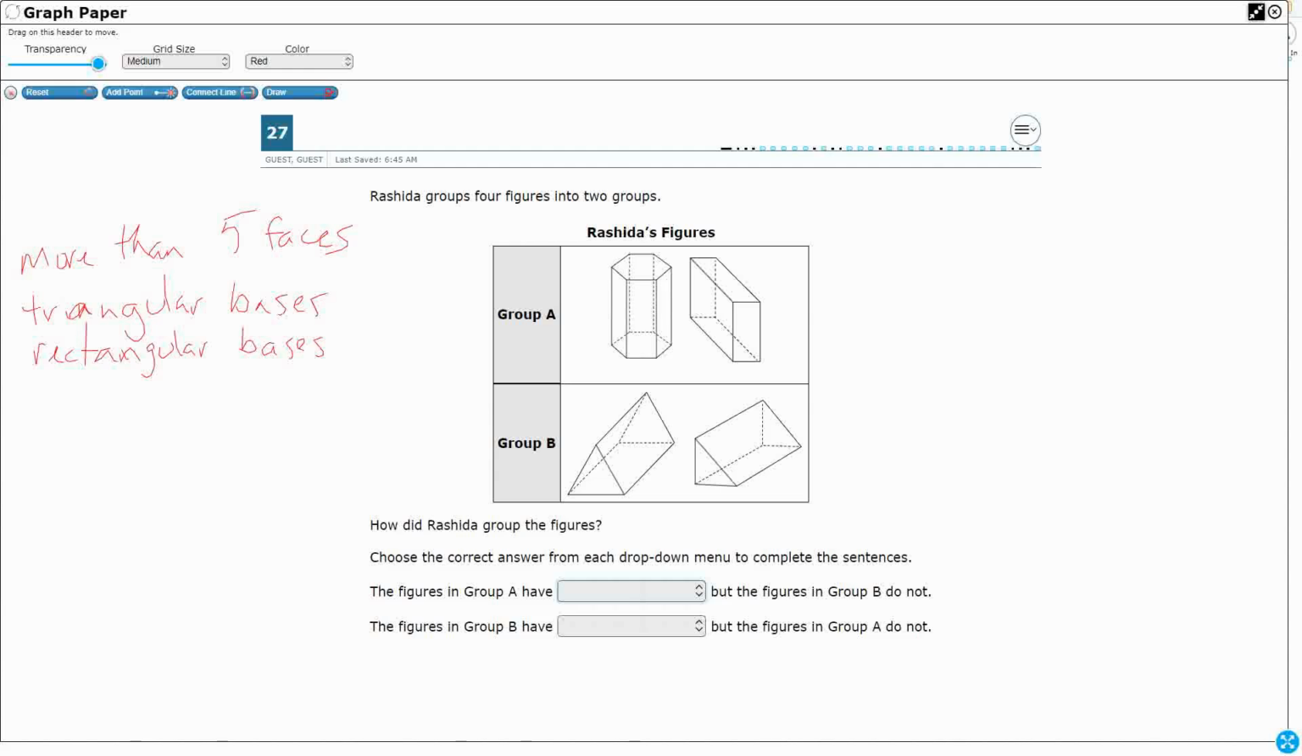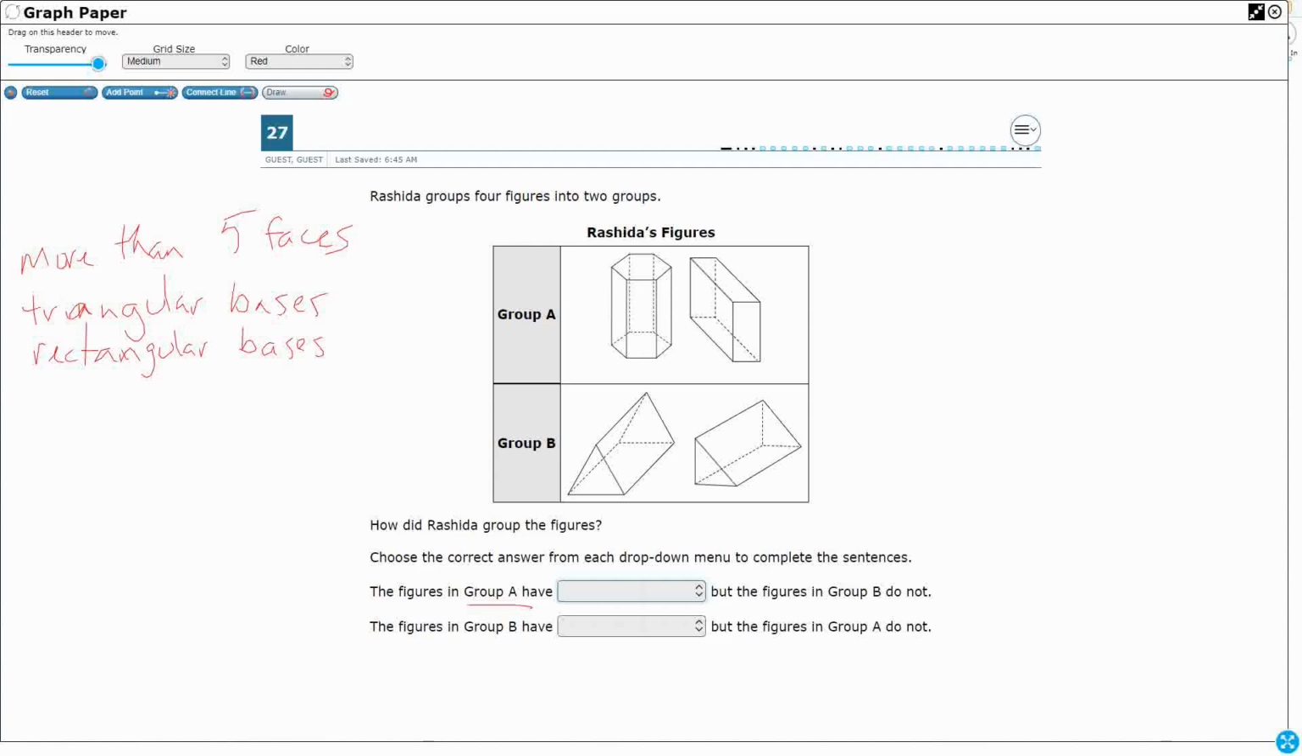This is a 2-point problem, one for each correct answer. So Rashida groups the 4 figures into 2 groups. All right. So look, we're trying to say something that group A has and group B does not. The figures in group A have one of these 3, but the figures in group B do not, and the figures in group B have one of these 3, but the figures in group A do not.